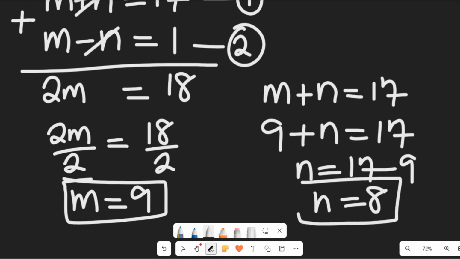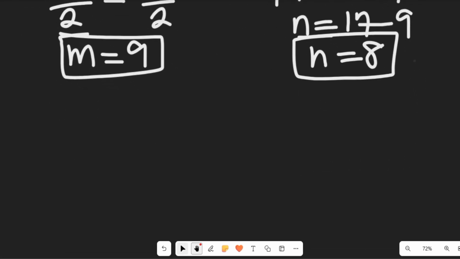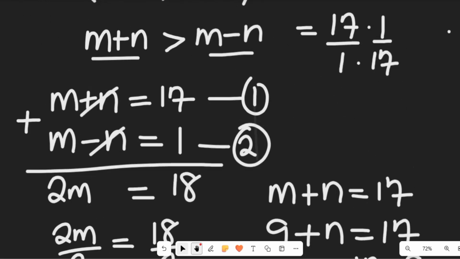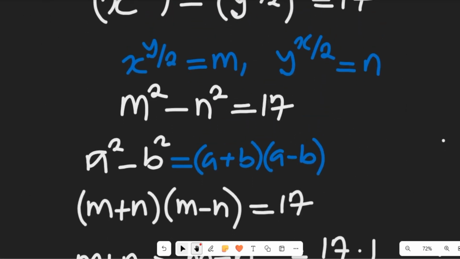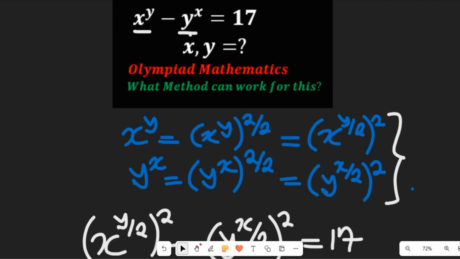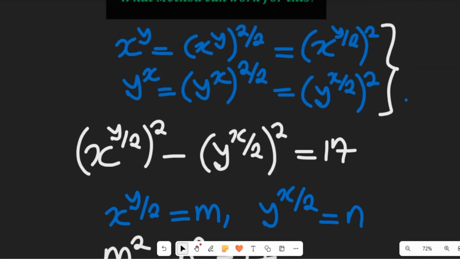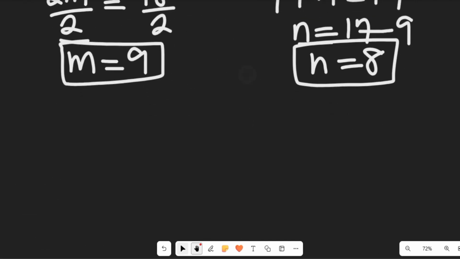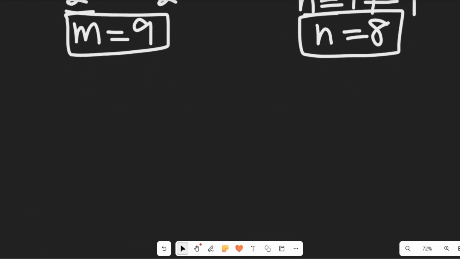And this is the value of n for that expression given to us above. Now, if these two expressions are the solutions to that expression, remember we assumed initially that the value of x to the power of y divided by 2 is equal to m, and y to the power of x divided by 2 is equal to n. From our initial expression, we are asked to find the value of x and y. So let's simply go back to look for the value of x and y.